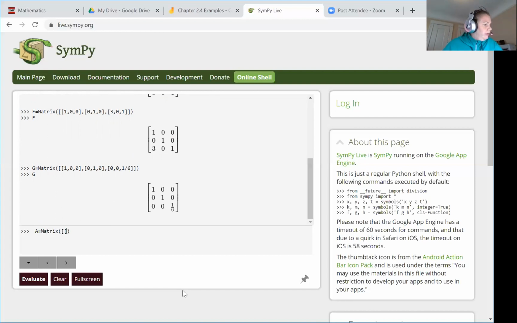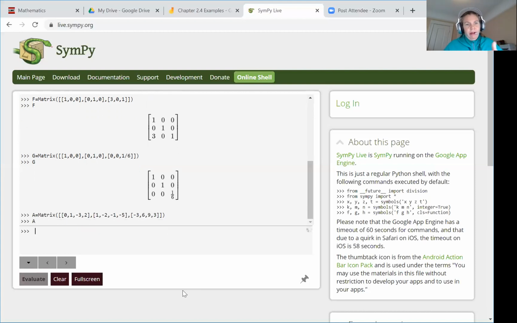And then we need to enter matrix A, which was the augmented matrix: 0, 1, negative 3, 2; 1, negative 2, negative 1, negative 5; and negative 3, 6, 9, and 3. All right, we can verify A here.